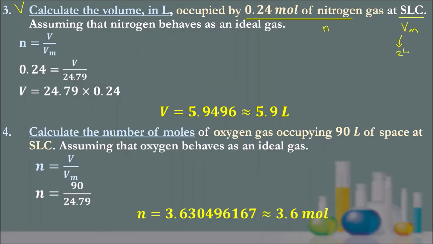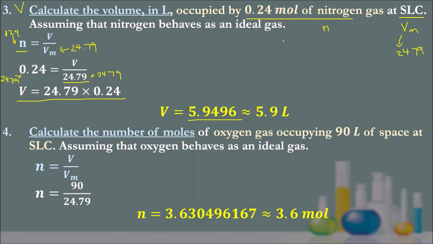It's 24.79 liters. So substitute 0.24 and substitute 24.79. If I want to make V the subject, I times both sides by 24.79. That's just how it works with the equation. And I get this value here, which is 5.9496.